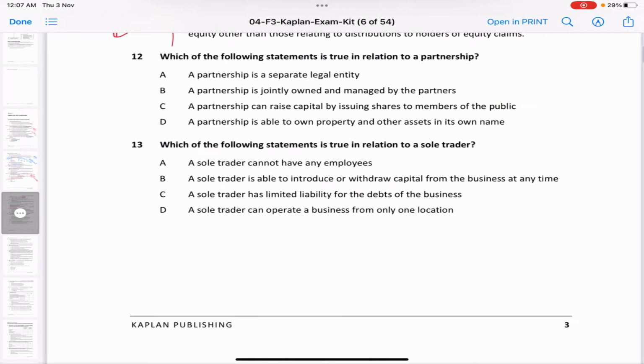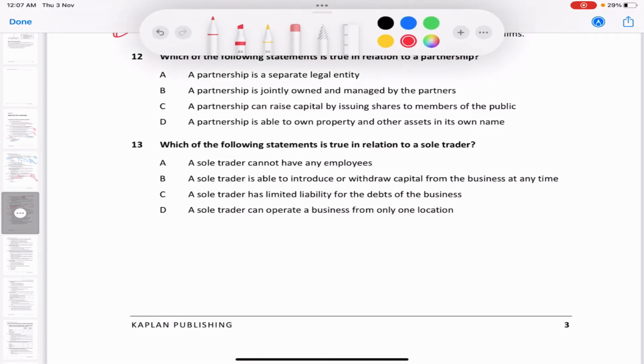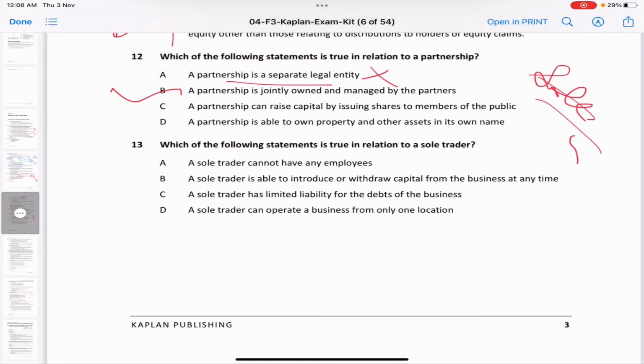Which of the following statements is true in relation to a partnership? A partnership is a separate legal entity. A partnership is jointly owned and managed by the partners. A partnership can raise capital by issuing shares to the public. A partnership is able to own property and other assets in its own name. So the answer is obviously B. That's the definition of partnership, that two or more people are maintaining it. And this is not true, because we know that in sole trader and partnership, there is no separate legal entity.